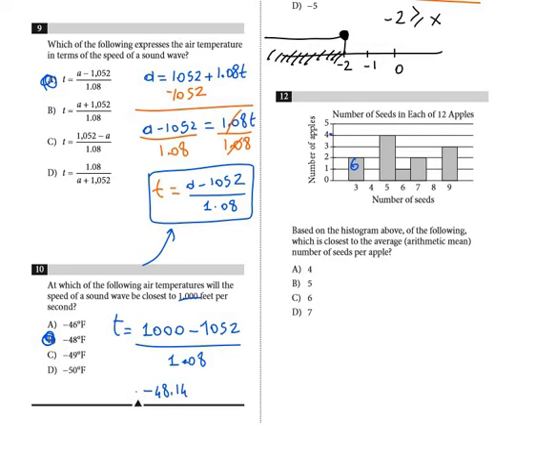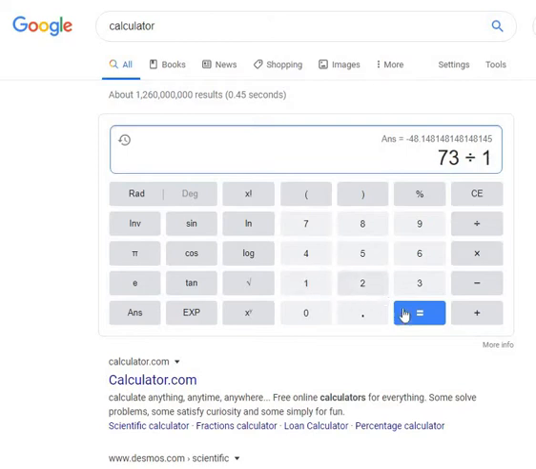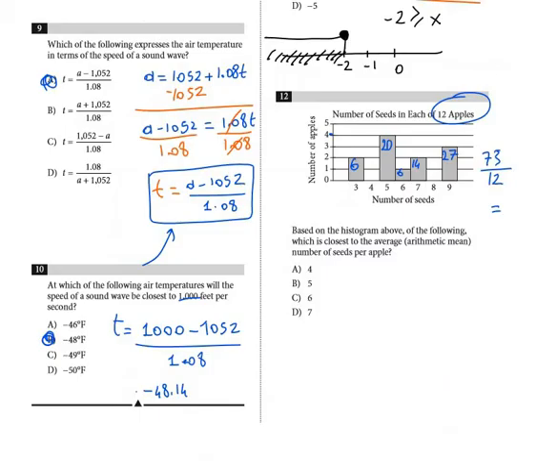4 apples each have 5 seeds, so we have 20 seeds here. One apple has six seeds inside, so six seeds here. Two apples have seven seeds each inside, so 14 seeds together. And three apples have nine seeds each, which is 3 times 9, 27. If you add them up, 27 plus 14 is 41, 47, 67, 73. And 73 divided by 12 will give me the average number of seeds, because we have 12 apples counted. 73 divided by 12 will be 6.08. So the average is 6.08, which is closest to 6.